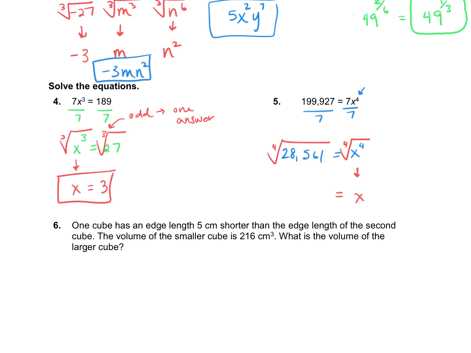Now, here's what I was talking about on the last one. When you are taking an even root when solving an equation, so if this is even, that means we're going to have two answers. And how do we get two answers? That's our plus and minus, so positive and negative. And then the fourth root of 28,561 is 13. So x equals a positive 13 and a negative 13.